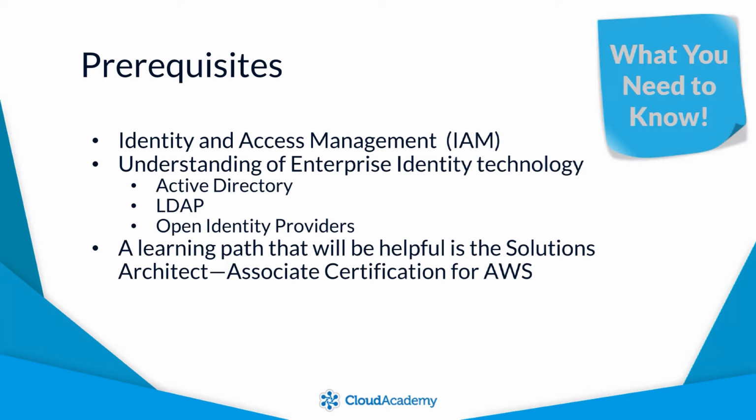Since this is a more advanced course and a topic I'm suggesting, a few prerequisites should be completed prior to taking this course. You should review Identity and Access Management. Identity federation on AWS is directly tied to IAM roles and IAM policy. It will be helpful to have an understanding of enterprise identity technologies such as Active Directory, LDAP, and some open identity providers such as Google, Facebook, Twitter, or Amazon. A good learning path that is helpful in this course is the Solution Architect Associate certification for AWS here at Cloud Academy.